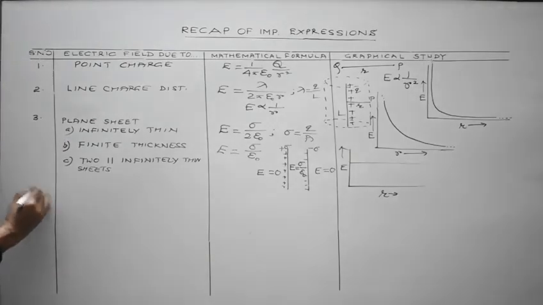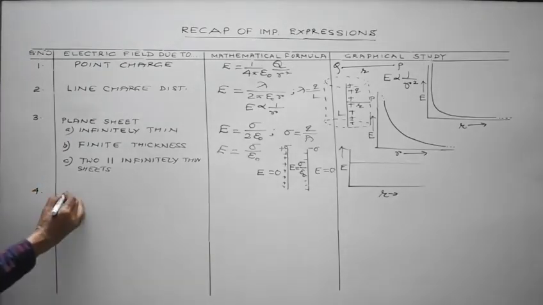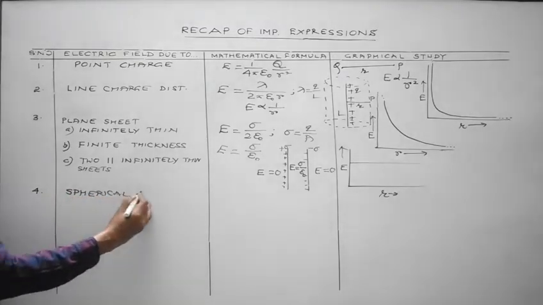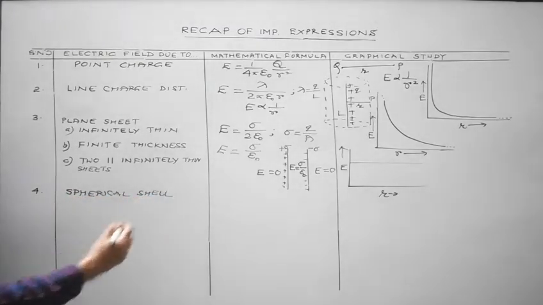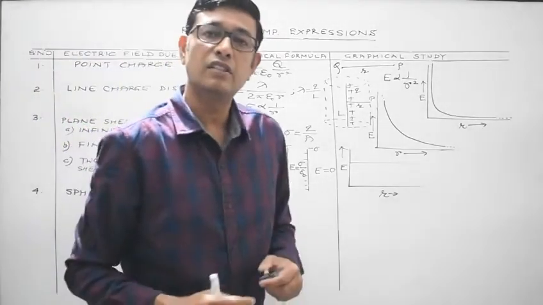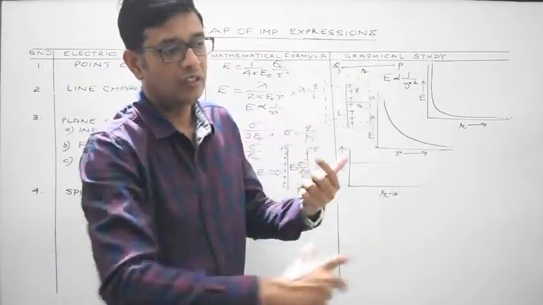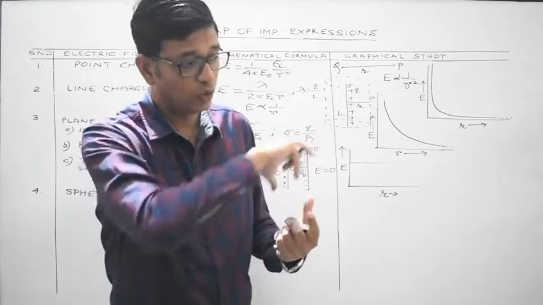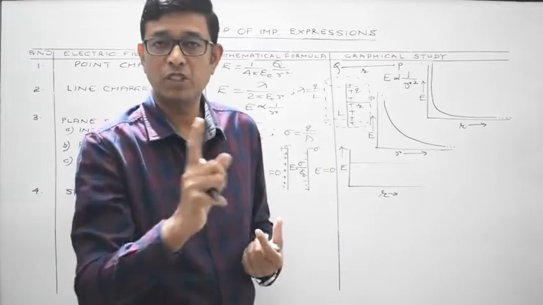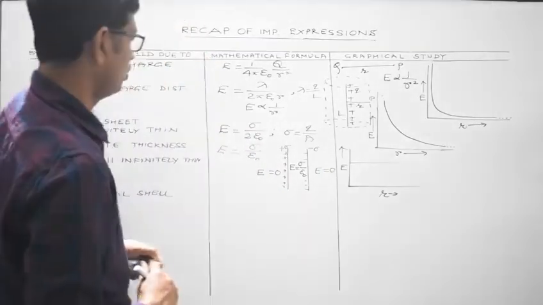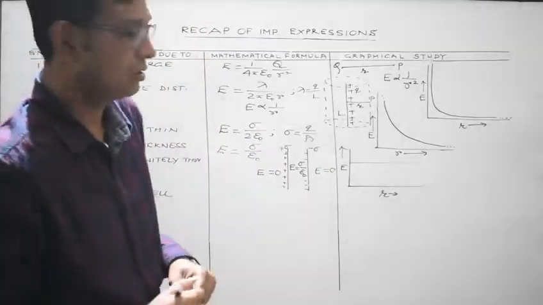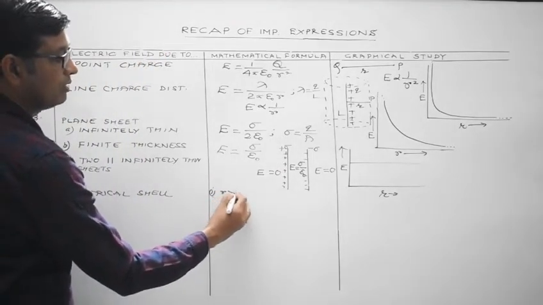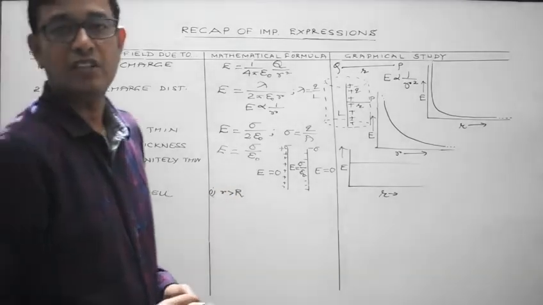Fourth, again let's consider the two-dimensional case only. Due to a spherical shell. Spherical shell means a hollow sphere where the charge is uniformly distributed over the surface of a hollow sphere. So since charge is distributed uniformly over the area, therefore it must be a two-dimensional case, right? So here there were three sub-cases. If you remember, first is when the observation point lies outside the uniformly charged spherical shell.